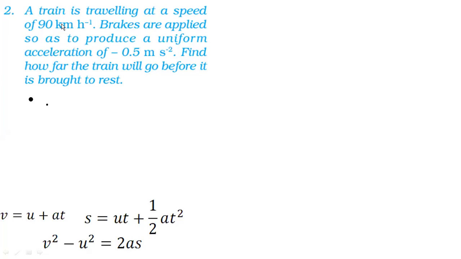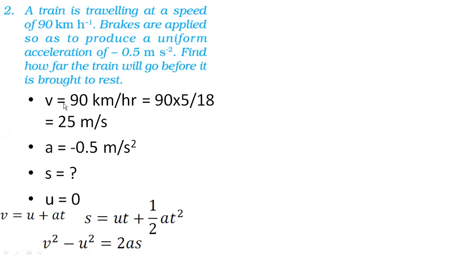Now they are saying, find how far the train will go before it is brought to rest. So initially it was having some speed. This is the initial velocity. After that, brakes were applied and the acceleration is minus 0.5. They are asking how far the train will go. How far means distance traveled. How far it will go before it is brought to rest. Rest means initially it was traveling with 90, afterward it was at rest. That means final velocity is 0. So V is 0, U is 90 initial velocity, and acceleration is minus 0.5.